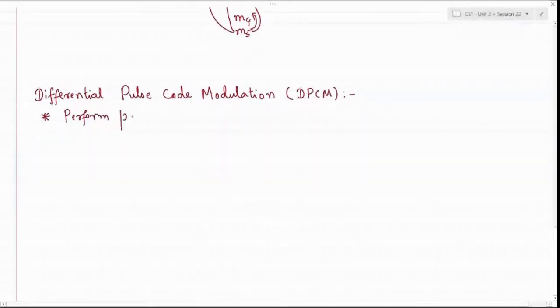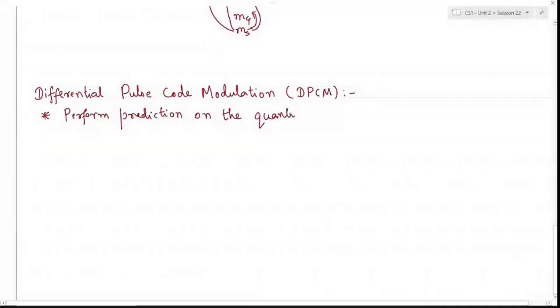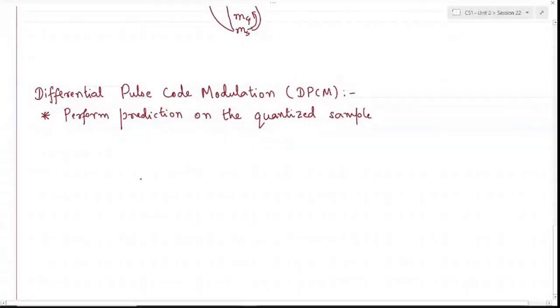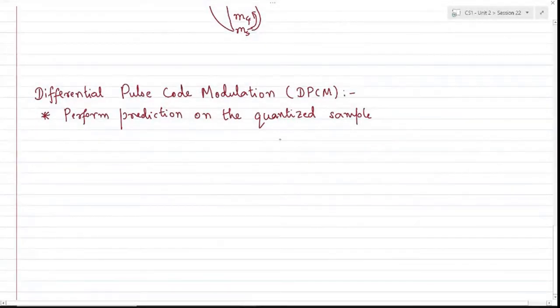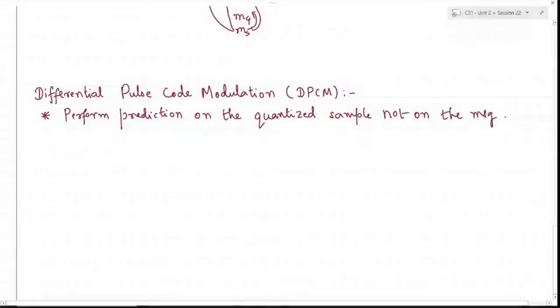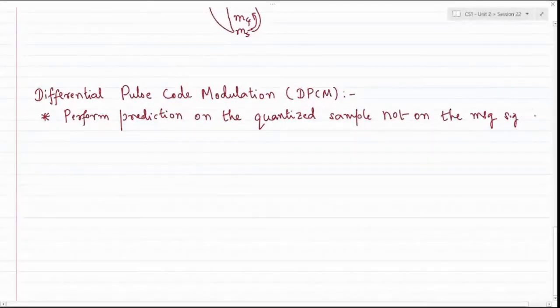prediction on the quantized sample. This process involves an extra, additional block between the quantization and the encoding process. So I will be doing the prediction on the quantized sample, not directly on the message signal. That's the only difference.